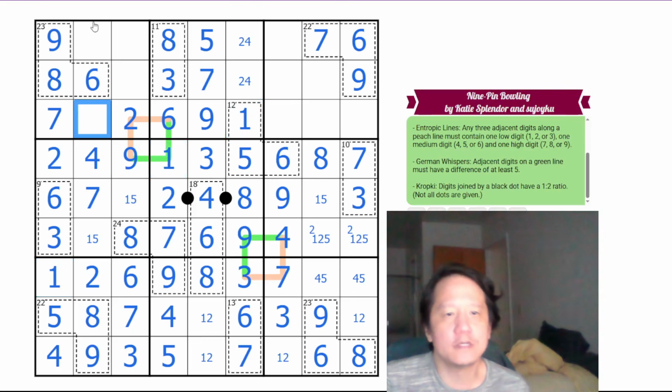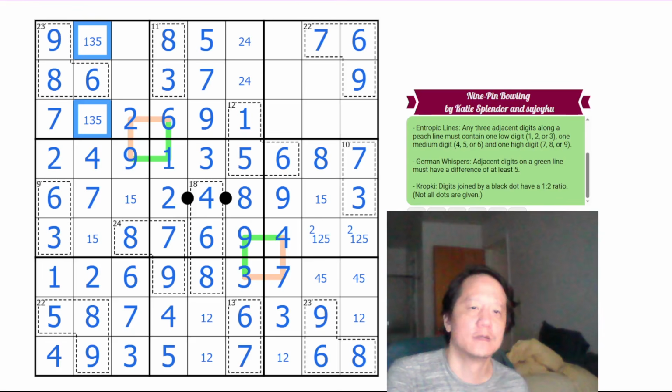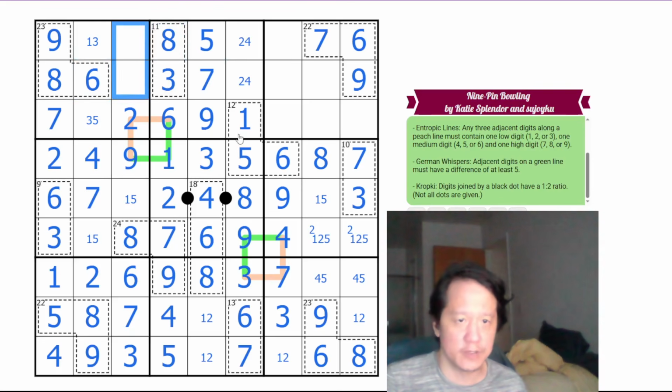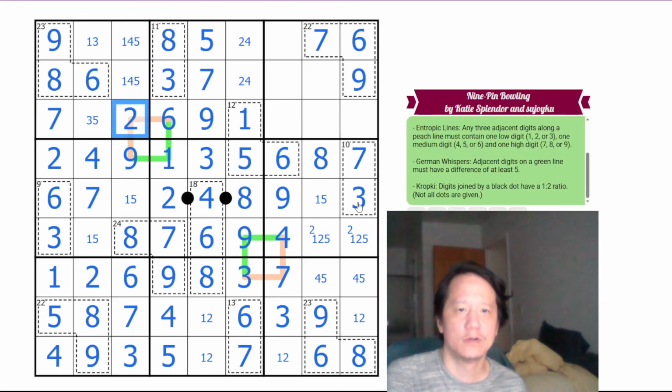Remaining digits in column 2. We have 1, 5, and 3. This can't be 1 because of 1 in the row. This can't be 5 because of 5 in the row. Remaining digits of column 3 are 1, 5, and 4. No 5 here because of 5 in the row.